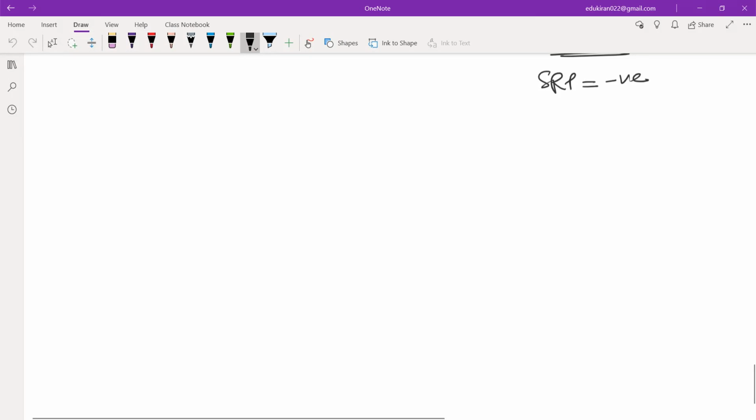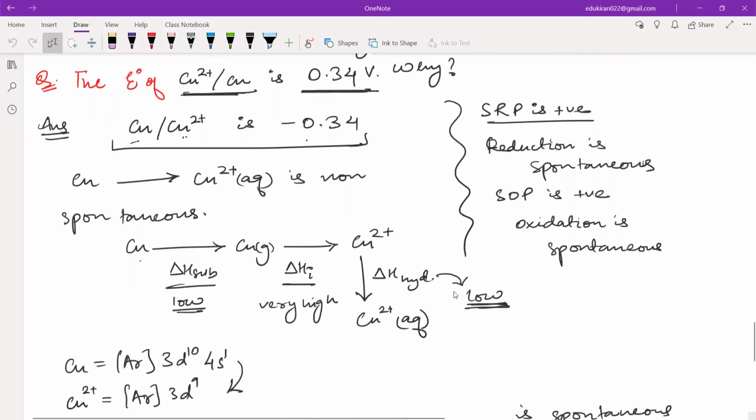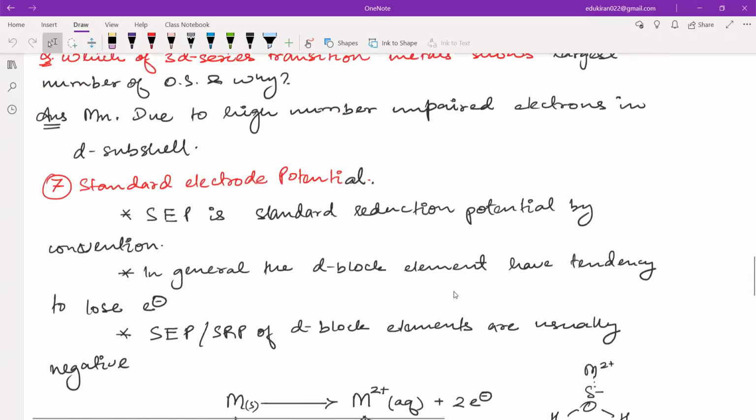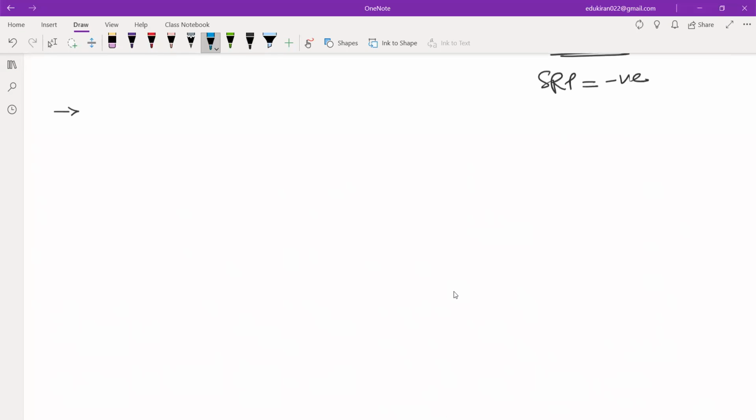Now in standard electrode potential, we will also learn about something more. We looked at M to M2 positive. Now we will also look at the standard electrode potential for M3 positive to M2 positive. That means we are talking about reactions such as SRP of M3 positive to M2 positive. This is standard reduction potential, SRP.